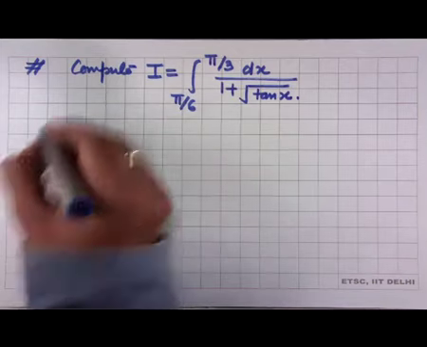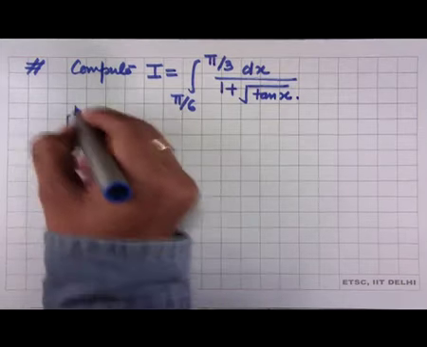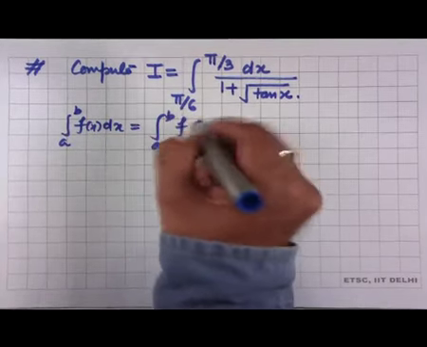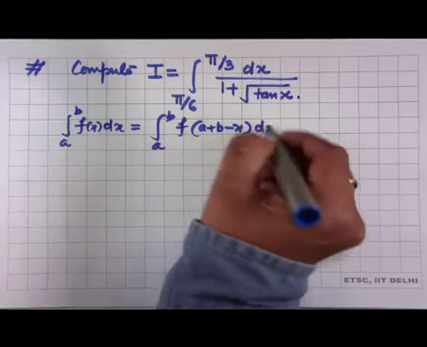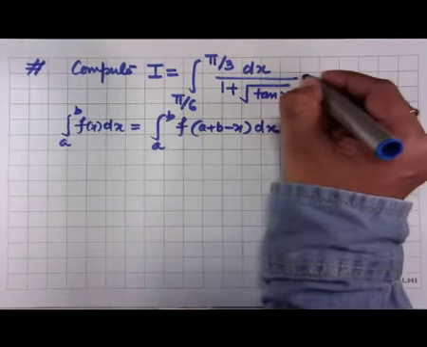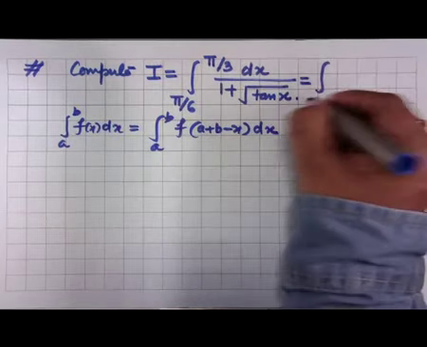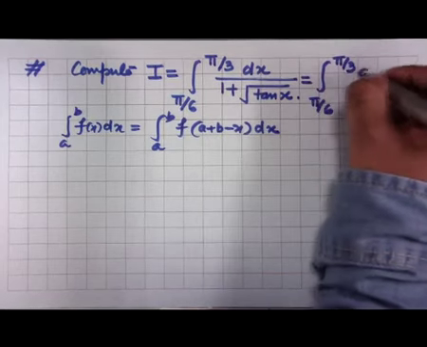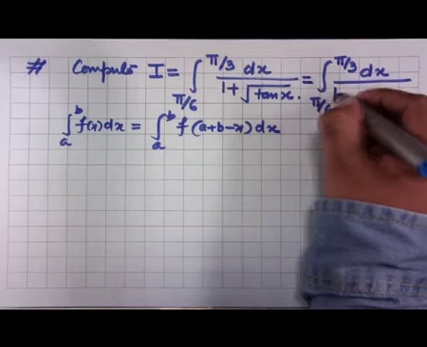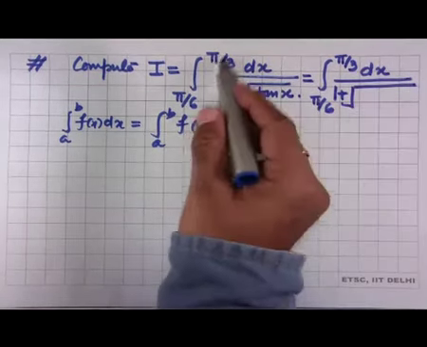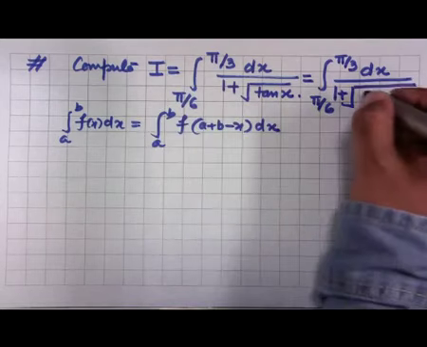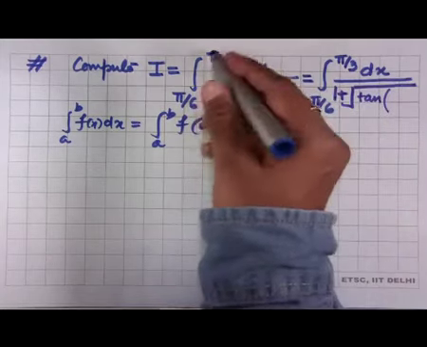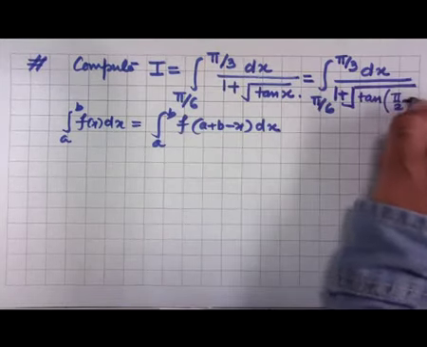So you remember this property, integral from a to b of f(x) dx is equal to integral from a to b of f(a plus b minus x) dx. So this you can write immediately as pi by 6 to pi by 3, dx by 1 plus... pi by 3 plus pi by 6, this is 60 degrees, this is 30 degrees. So you will get a plus b is pi by 2, so pi by 2 minus x.